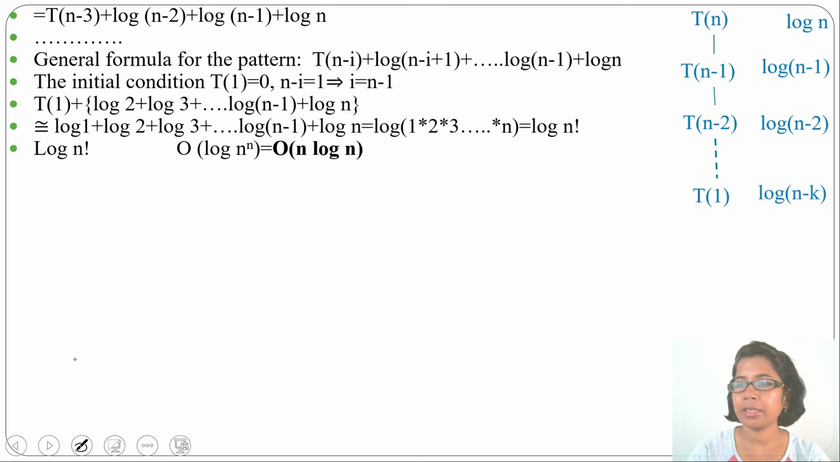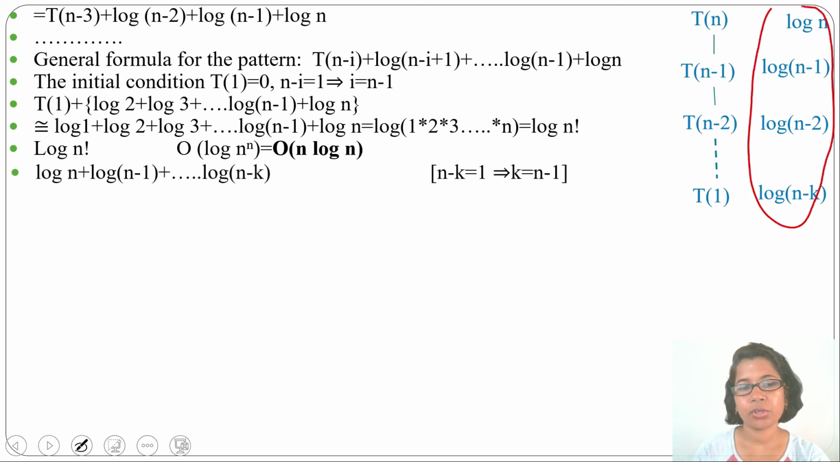Now what will be the running time? We need to add all these. So log n plus log(n minus 1) up to log(n minus k). n minus k equals 1, so k will be n minus 1. I am taking a different variable here: in back substitution I, and in the recursion tree method K, just to differentiate. You can take the same variable or any variable, that doesn't matter. Whether it is I or K, that doesn't matter.